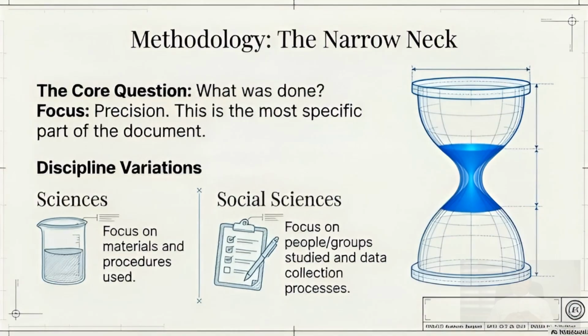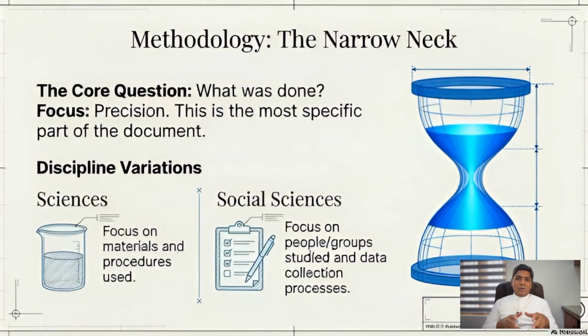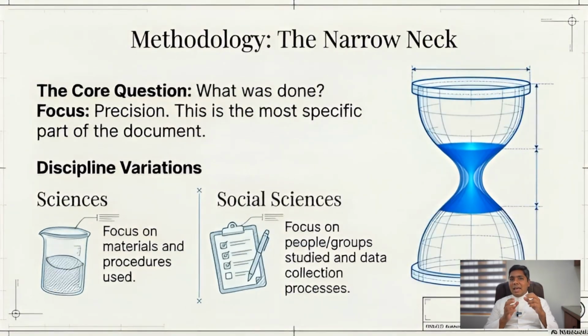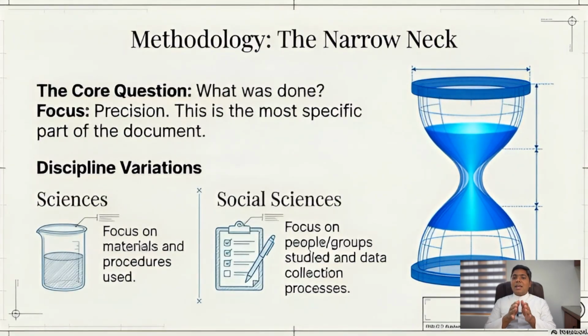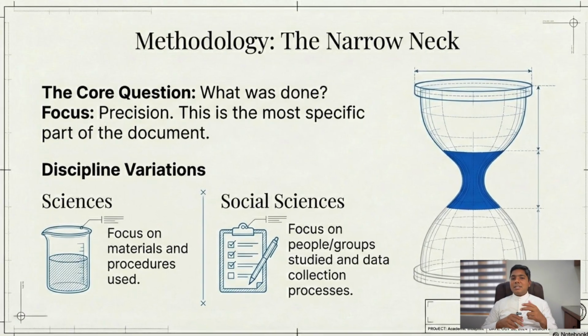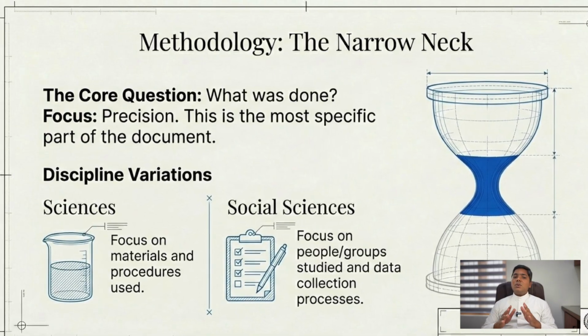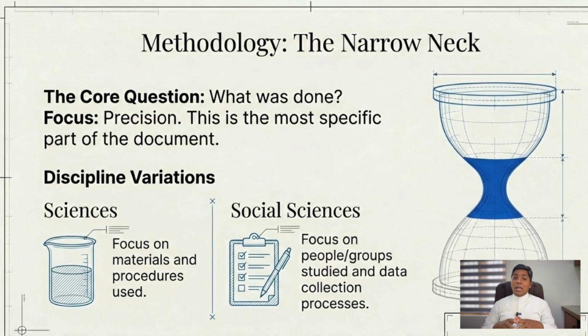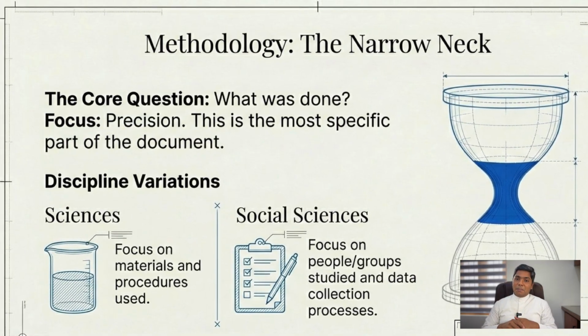Now we shall move on to the third component, or third part, that's methodology or method. You remember the hourglass I have taught you about? The methodology section is the narrowest part of your hourglass, the most specific and detailed section. The methodology chapter describes what you did and how you did it. This allows other researchers to evaluate your approach and potentially replicate your study.